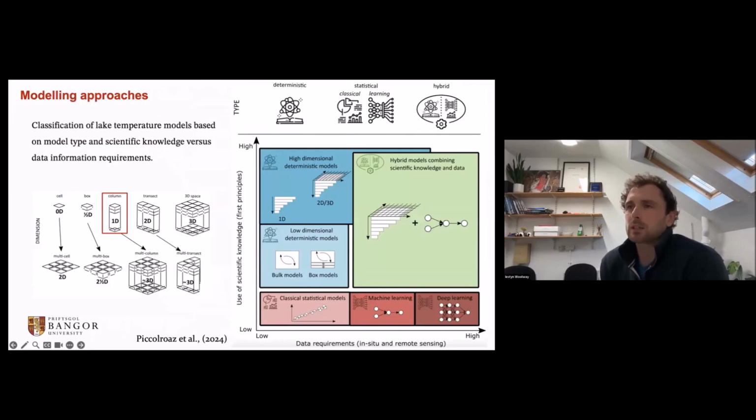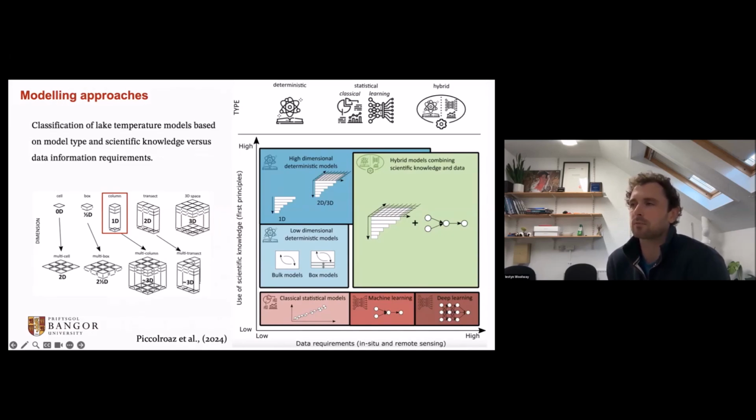So as well as using different data sources, we also use different modeling approaches, and these vary from somewhat simple statistical models to very complex machine learning and process-based approaches. So I've tried to summarize this in the slide. On the right-hand side, you see this figure, which demonstrates a different type of modeling approaches. We have classical statistical models.